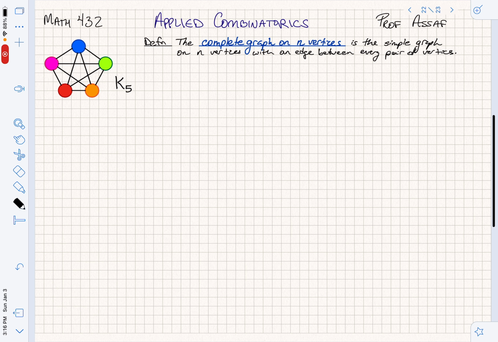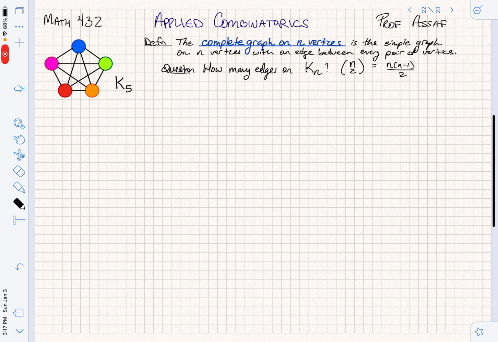So here's a simple question. How many edges does this graph have? How many edges are there on Kn in general? So for every pair of vertices, there is an edge. So how many pairs of vertices? And of course, that's just n choose 2. So quite a lot, roughly n squared.